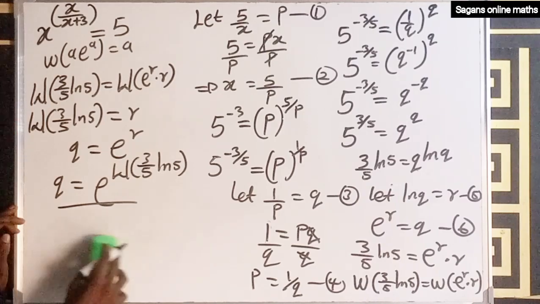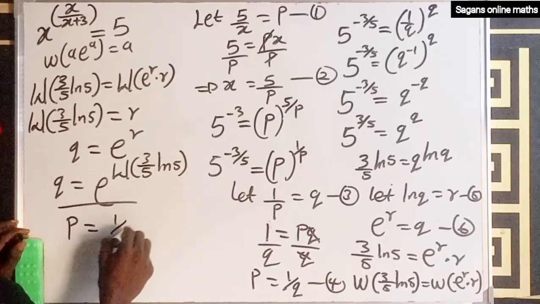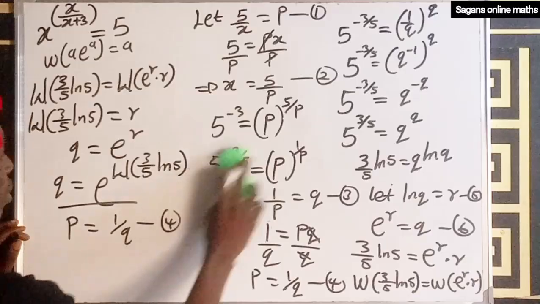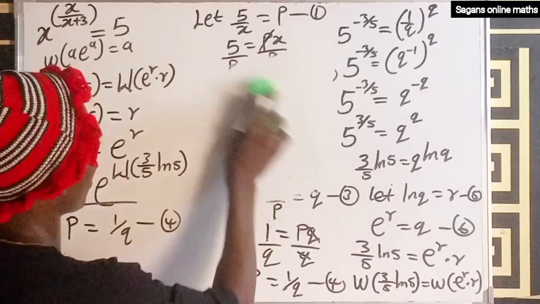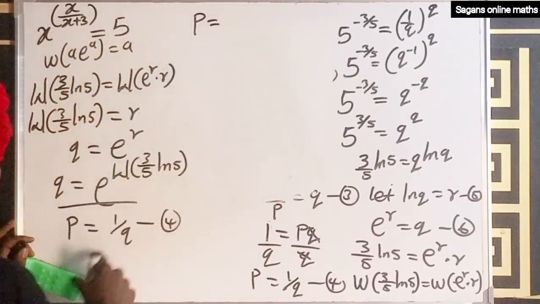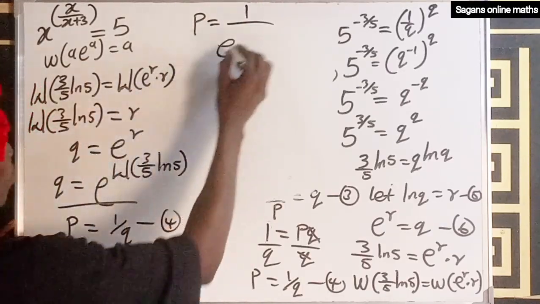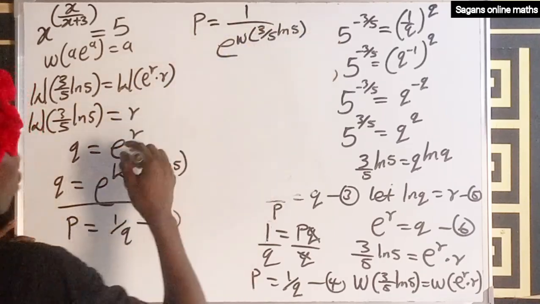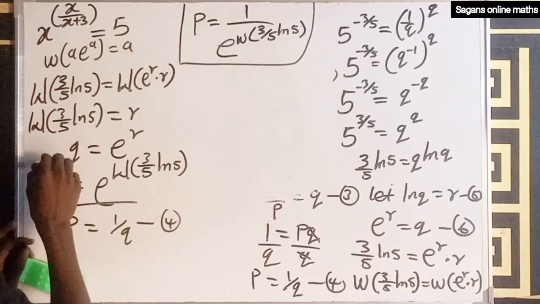So since I got the value of q, let's go and find p. Where are we going to find p from? We know that p is equal to 1 divided by q from equation 4. So that means our p will be equal to 1 divided by e raised to the power of the real function of 3 divided by 5 ln 5. This is the value of q, and this is the value of p.